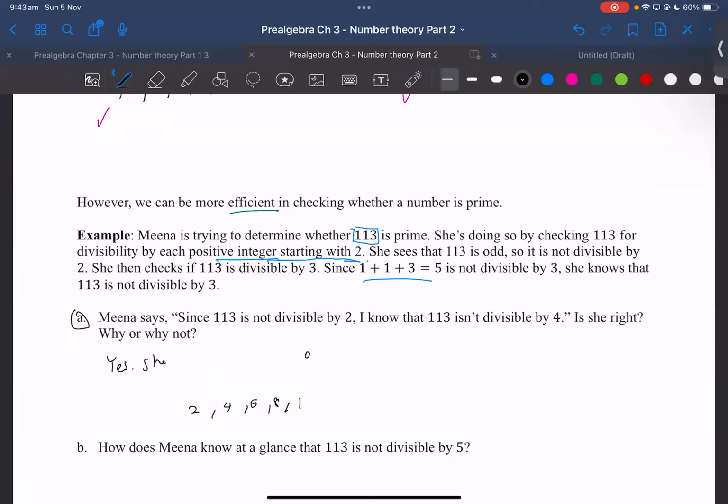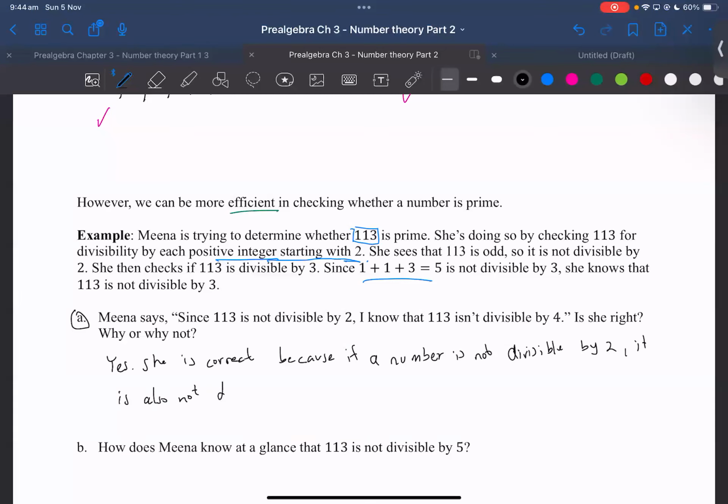It's important to understand why though. She is correct because if a number is not divisible by 2, it is also not divisible by a multiple of 2. So not just 4, it's not divisible by 6, by 8, all those numbers.